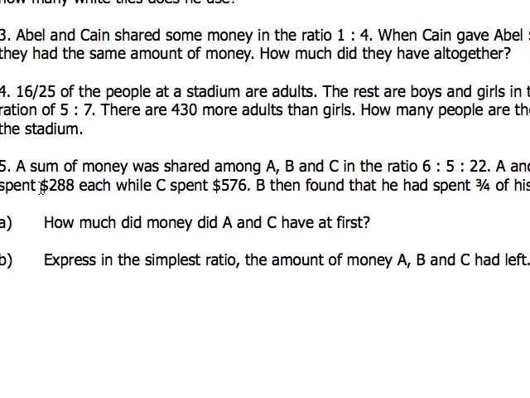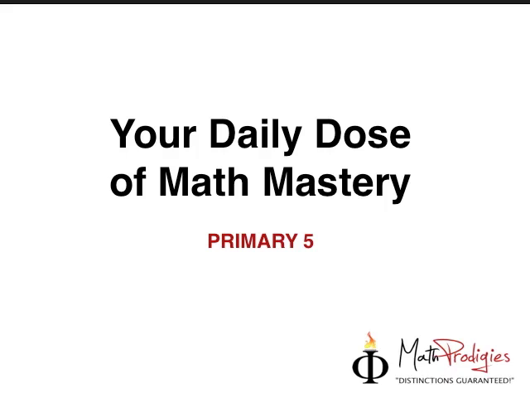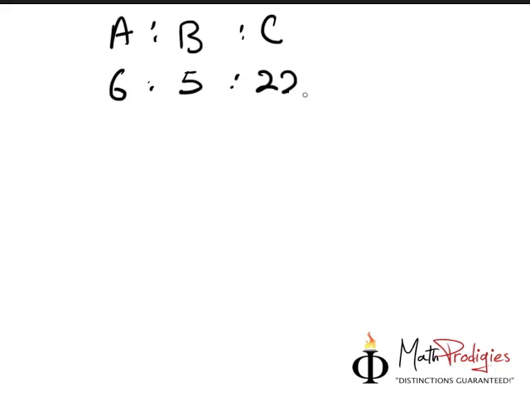It says $288 each. Therefore, if B actually spent $288 and you found that B had spent three-quarters of his money, can't you do the answer to the question? Yeah, it's very simple. So from here it becomes very simple, okay? So let's write these things down first. A, B, and C, 6:5:22. So this is the ratio of money that they had together.